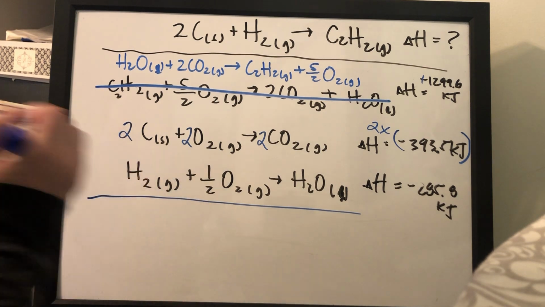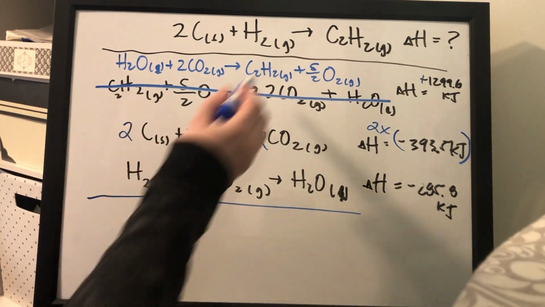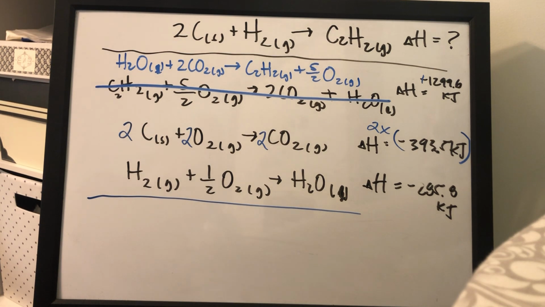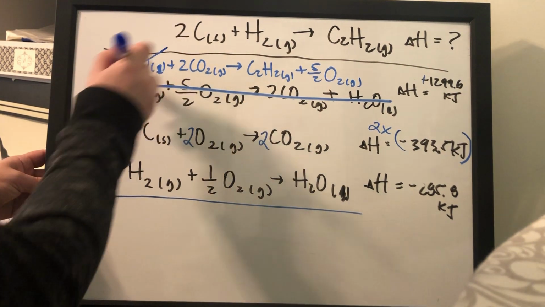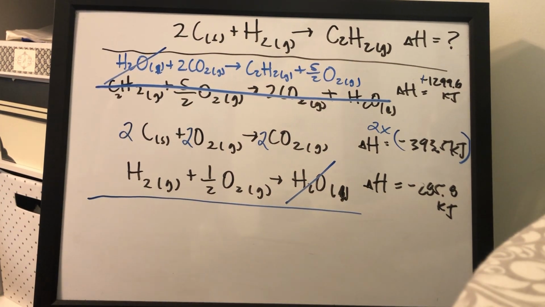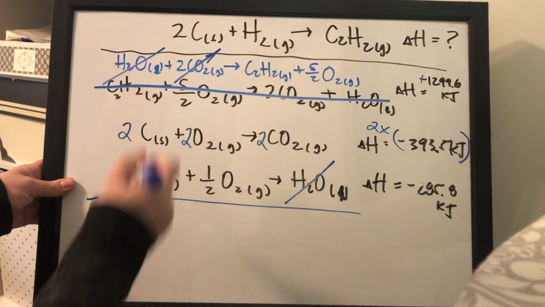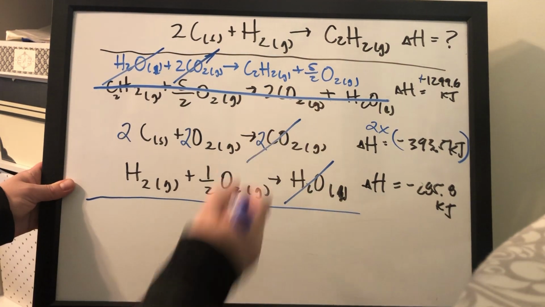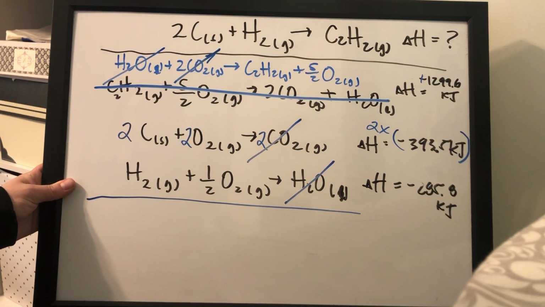I'm interested in this guy, and this guy. Cross my fingers, everything else should cancel. So I start canceling. Remember, you can cancel if something is the same on the reactant side and the product side. So I see 1 H2O reactant, 1 H2O product, so that's gone. 2 CO2s reactant, 2 CO2s product.